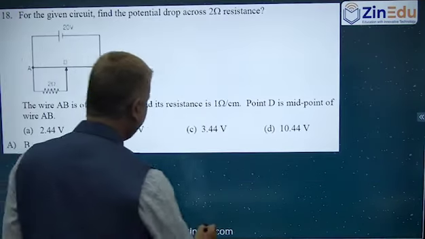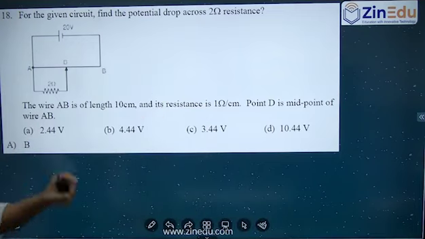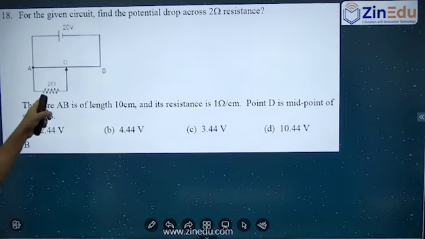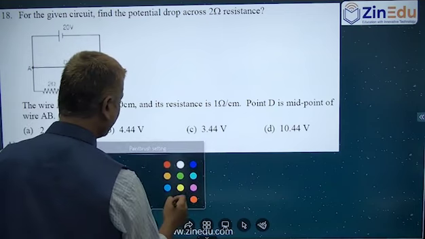Right. So question number 18. For the given circuit, find the potential drop across the 2 ohms resistance. So here is a 2 ohms resistance. You have to get the potential drop across this resistance. So how can you make it?